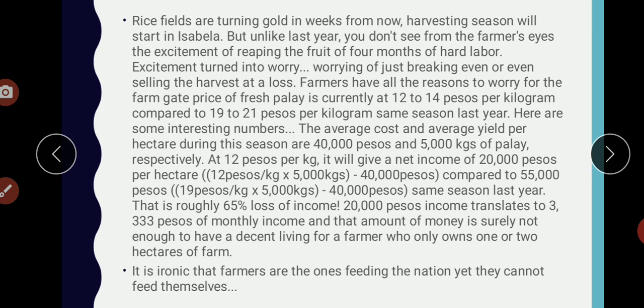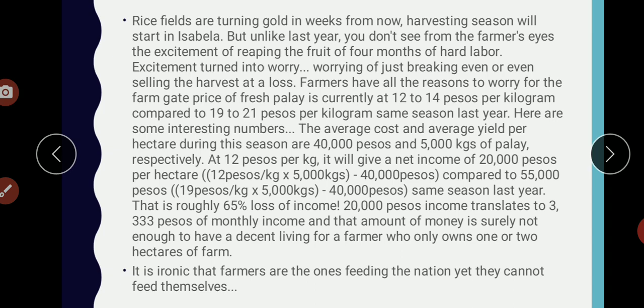So if you compare it to the previous prices, it is 55,000 pesos same season last year. That is roughly 65% loss of income. 20,000 pesos income translates to 3,333 pesos of monthly income, and that amount of money is surely not enough to have a decent living for a farmer who only owns 1 or 2 hectares of farm. It is ironic that farmers are the ones feeding the nation, yet they cannot feed themselves.